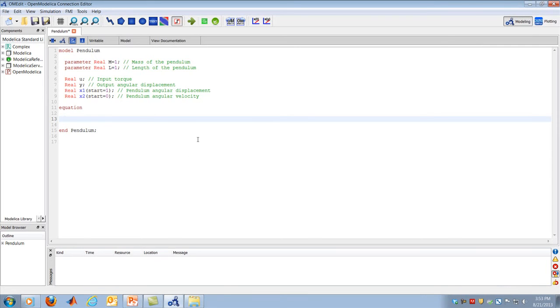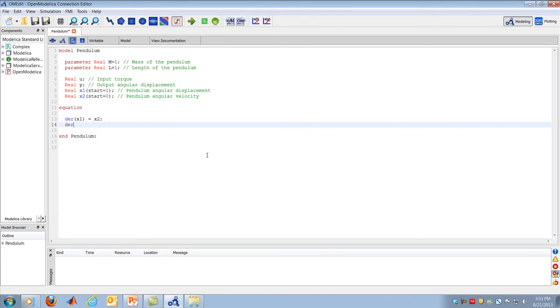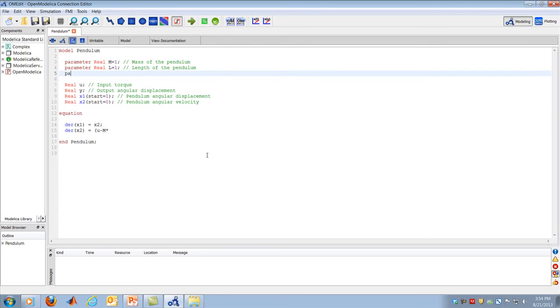So what I'm saying is that the derivative of x1 is equal to x2. And the derivative of x2 is equal to, first of all, u minus m times the gravitational constant. I forgot to define the gravitational constant. I'm going to define a parameter, real g is equal to 9.81, and that is the acceleration of gravity. And again, if I used slightly more sophisticated Modelica code, I'd be able to say that that is an acceleration in SI units and so on and so forth, but I'm not going to do that here. I'm just trying to keep things simple.